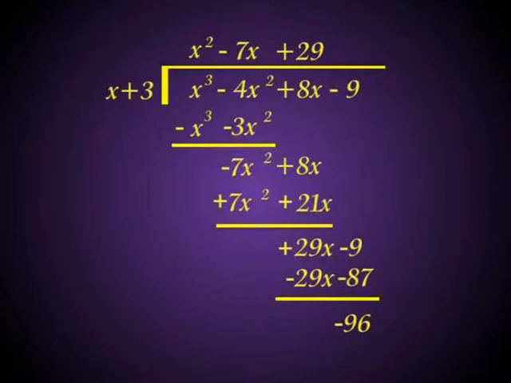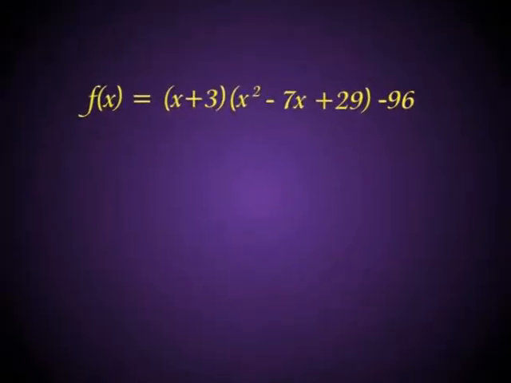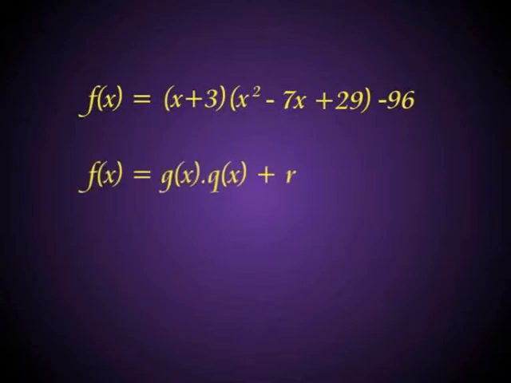Essentially, what we have done is taken the expression f(x) = x³ - 4x² + 8x - 9 and converted it to (x + 3)(x² - 7x + 29) - 96. Or rather, f(x) = g(x) times q(x) plus the remainder. You can use the remainder theorem that we've done above to test if this is correct.